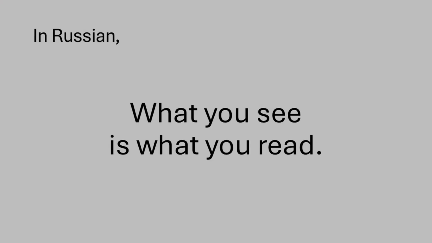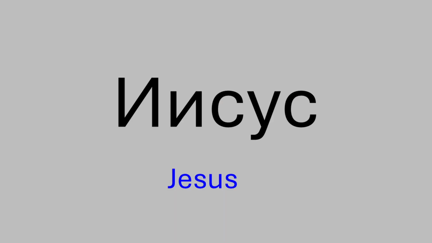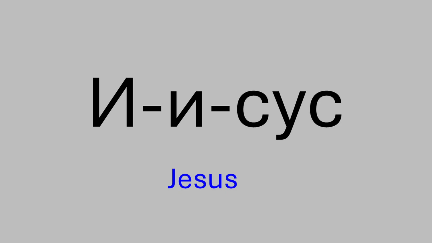In Russian, what you see is what you read. So within Russian, if you have a cluster of vowels, they do not blend. Each one is its own syllable, even when they are the same letter. If we take the word Iisus, that's Jesus, the first two letters are exactly the same. Each one is its own syllable. Iisus.